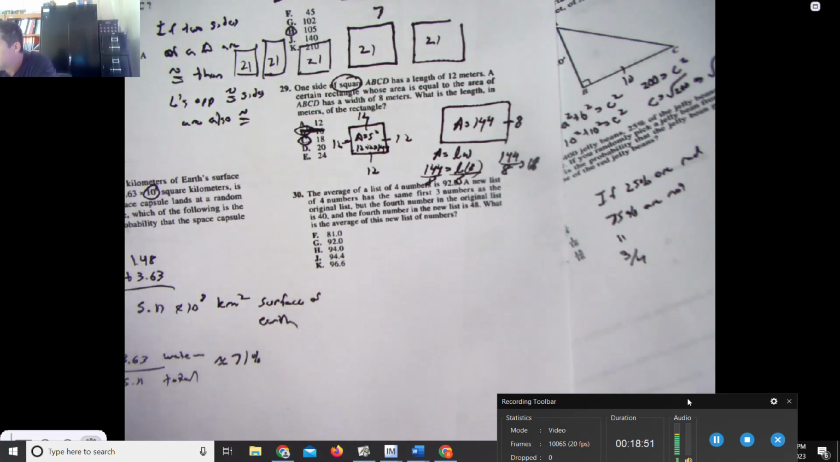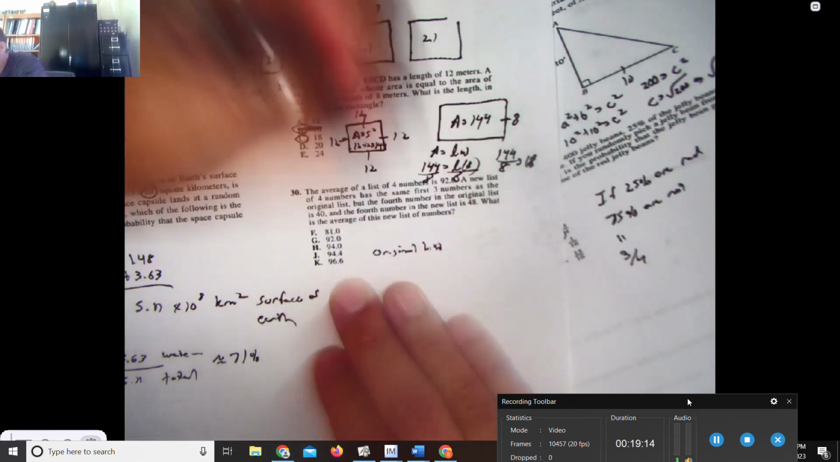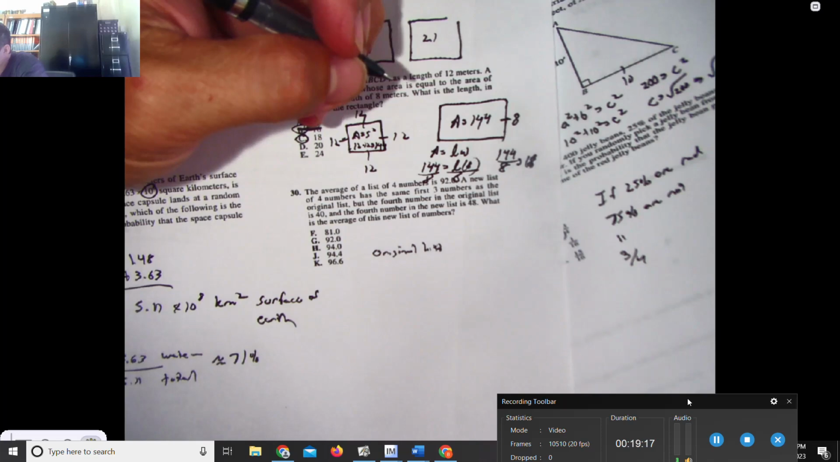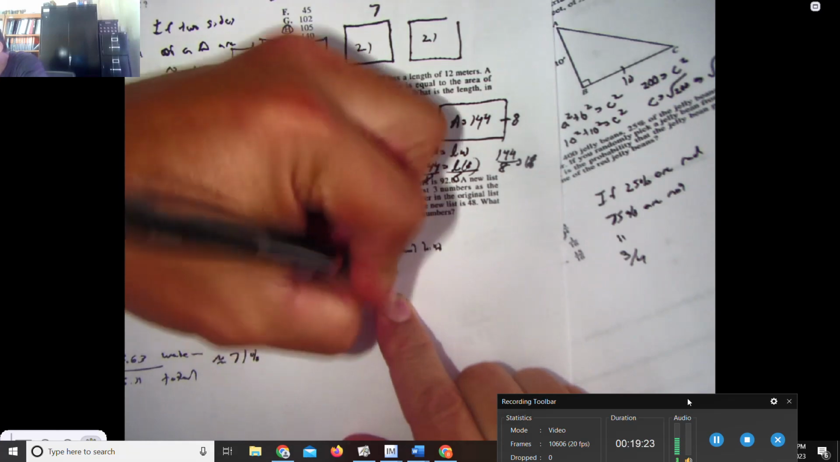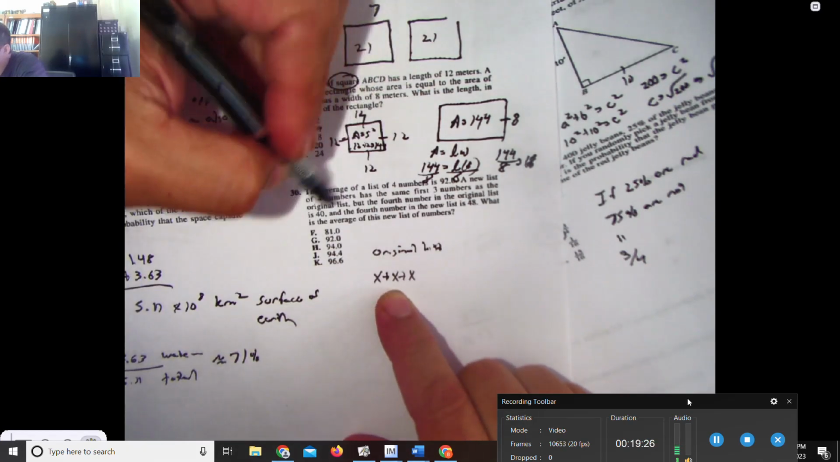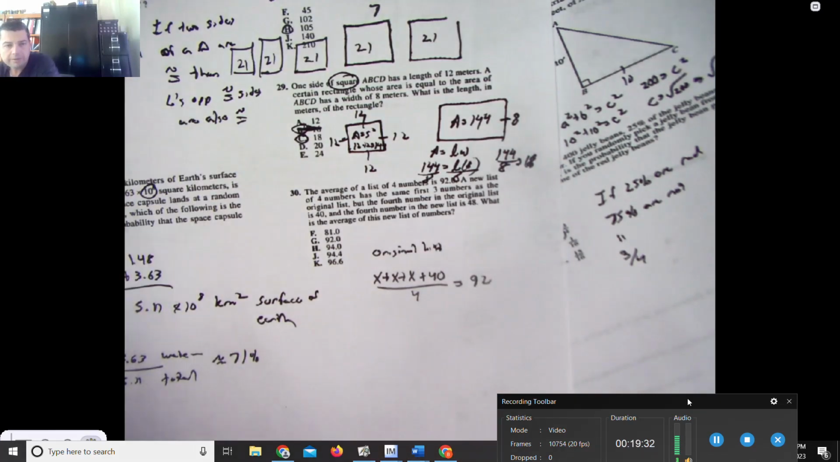30. The average of a list of 4 numbers is 92. A new list of 4 numbers has the same first 3 numbers as the original list, but the 4th number in the original list is 40, and the 4th number in the new list is 48. What is the average of this new list of numbers? So I'm going to talk about the original list. The average of 4 numbers is 92, so I take 3 things that I don't know, add in the 40, and divide by 4, and I get 92. That's the equation for the original list.